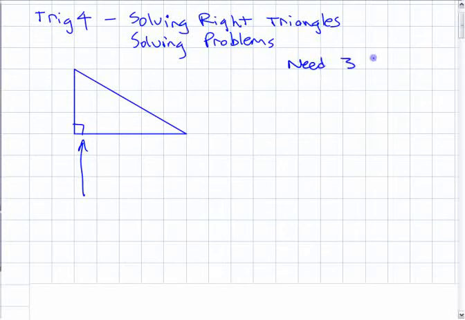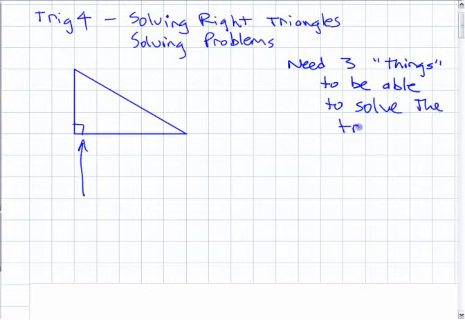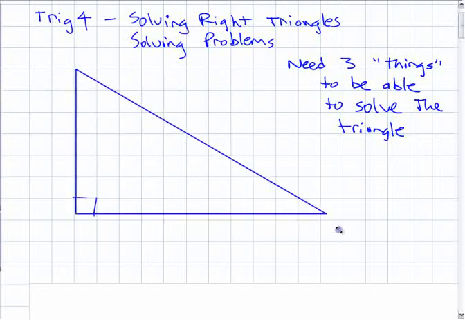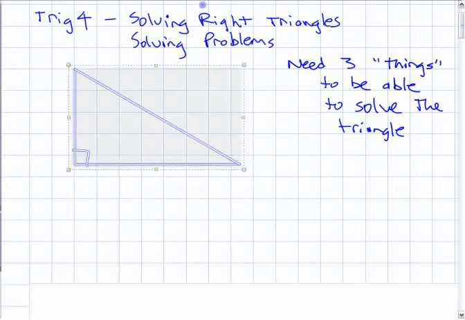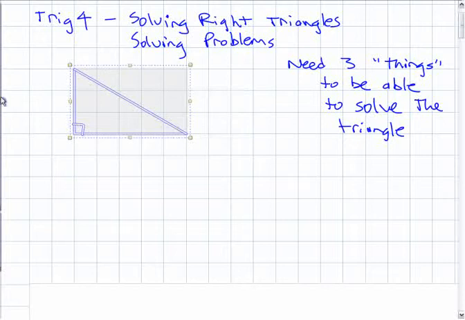Okay, you need three. I'm going to use the word things, meaning a side or an angle, to be able to solve it. So you need three things. There's different situations you could have, and one of them has to be a side. You can't have just the angles, right? If we had just the angles, then this could be bigger or smaller, and you can't actually solve it. You need three things, and one of those things has to be a side.